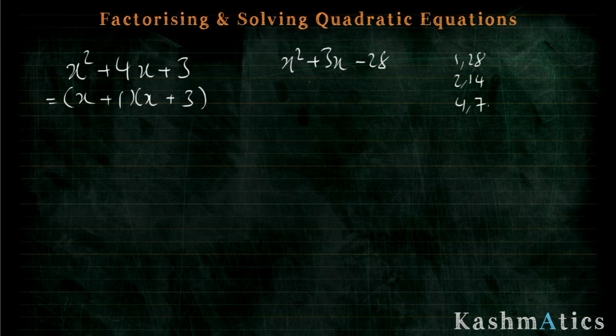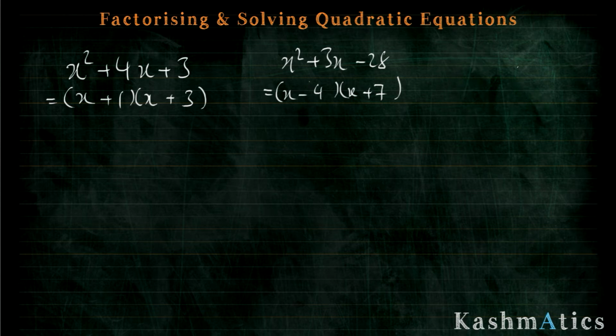Okay, and I'm looking for ways I can make a 3 by either adding or subtracting. So I can't make a 3 from the 1 and 28, neither can I make a 3 from the 2 and the 14, but I can make a 3 from here by doing 7 take away 4. I'm trying to make a positive 3, remember. So all I need to do then is write my x and my x, my 4 and my 7, and remember the 7 has to be the positive one and the 4 has to be the negative one.